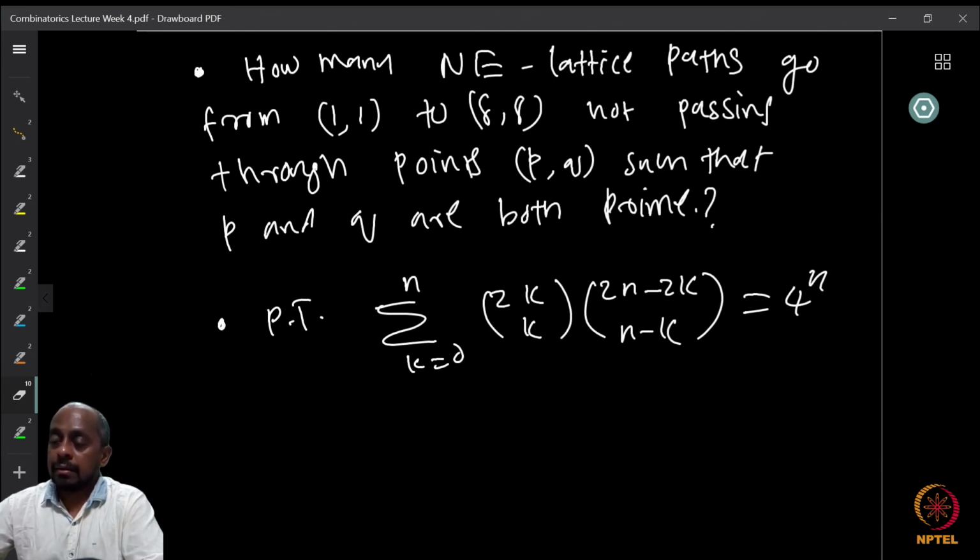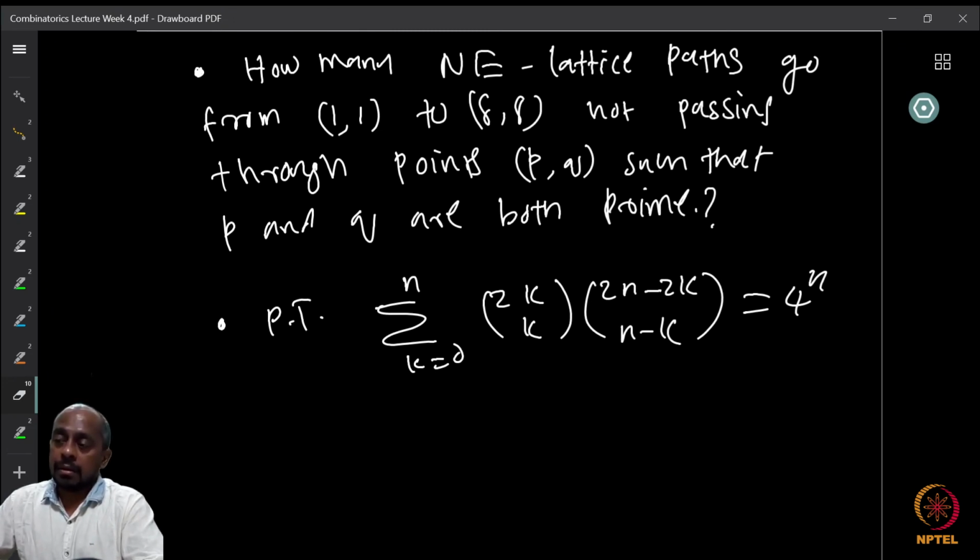Then another question: how many northeast lattice paths go from the point (1,1) to the point (8,8) that do not pass through points whose coordinates p and q are both prime?